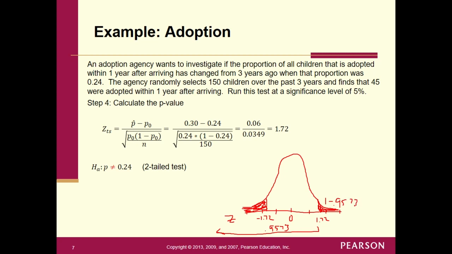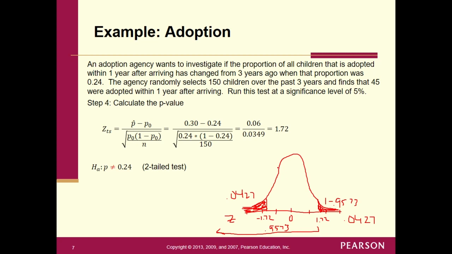0.9573. And so, let's see, this area over here is what? 0.0427. That means this area is what? 0.0427. And I bet you if you looked up a -1.72, you would find that 0.0427 number. Okay?